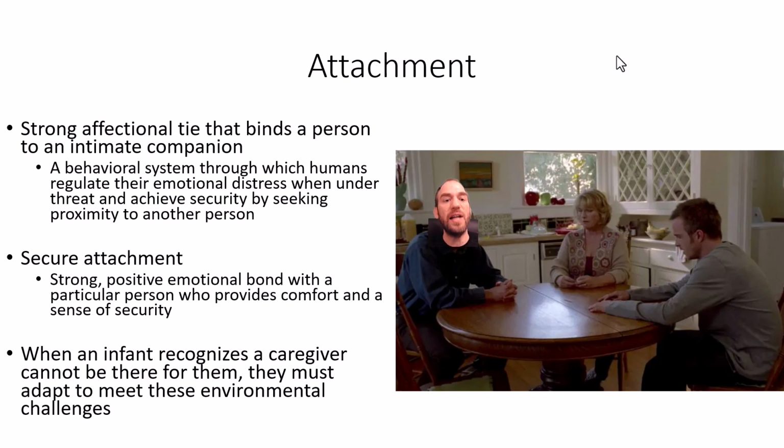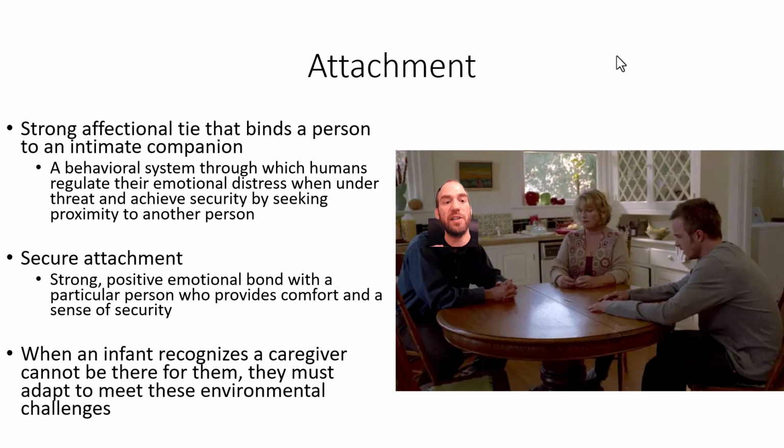So attachment allows for a very, very special kind of bond between caregivers and the child, which then gives a secure base through which a child can co-regulate their emotional distress, their stressors, as we've already talked about, in a safe environment.